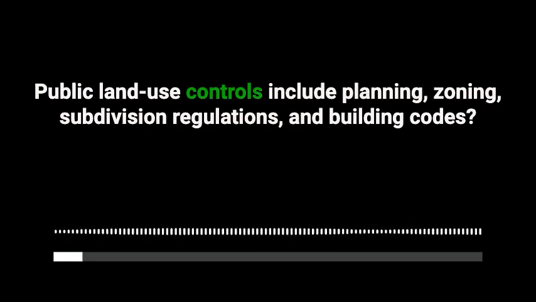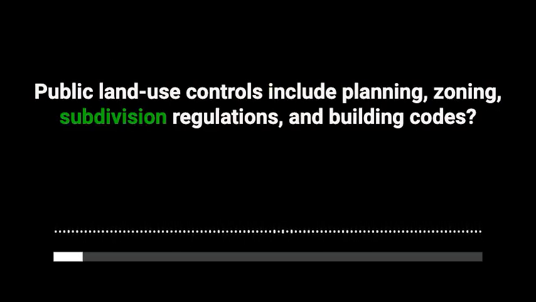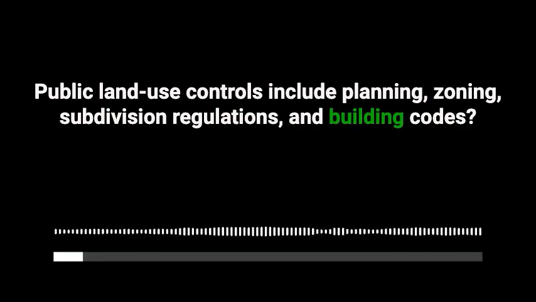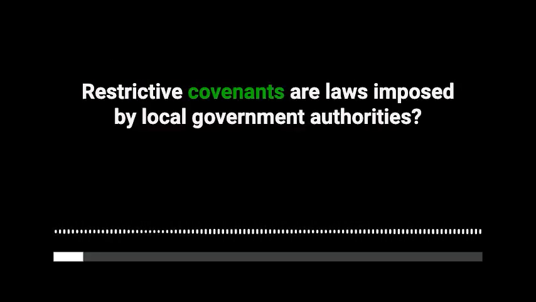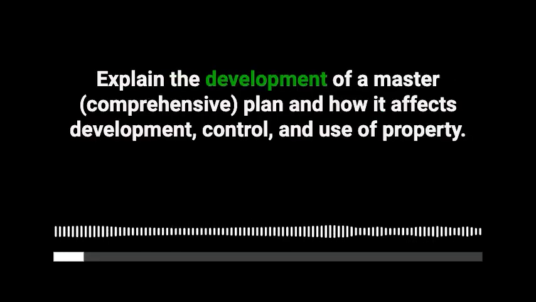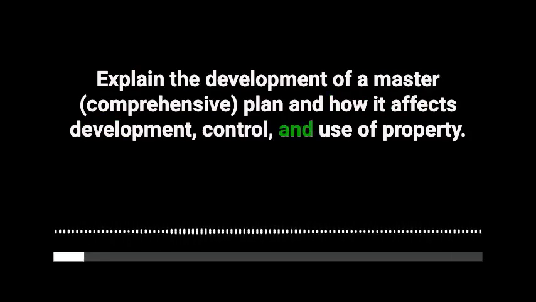Public land use controls include planning, zoning, subdivision regulations, and building codes. True. Restrictive covenants are laws imposed by local government authorities. False.